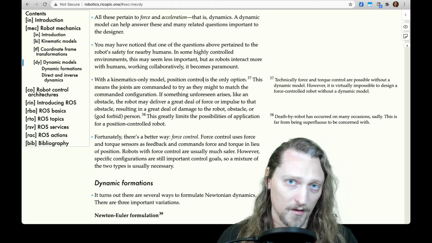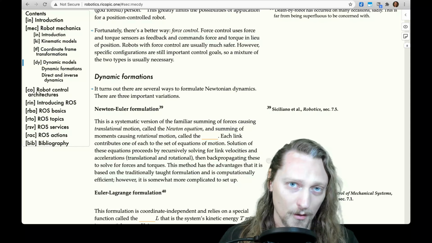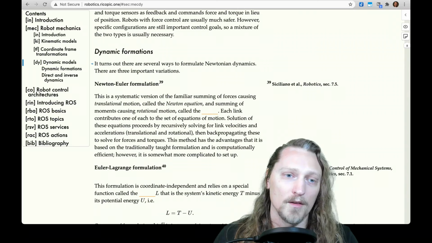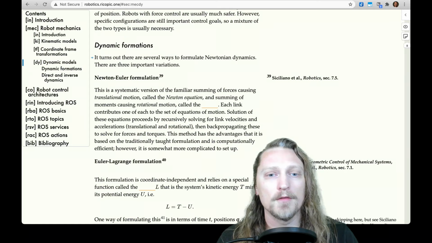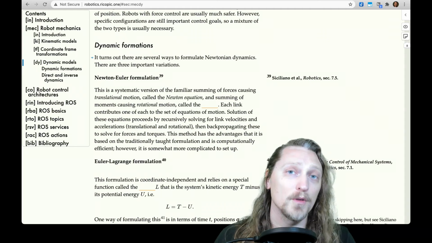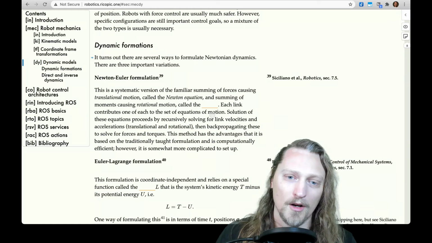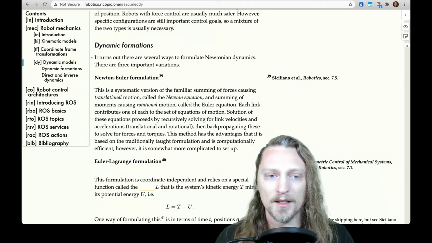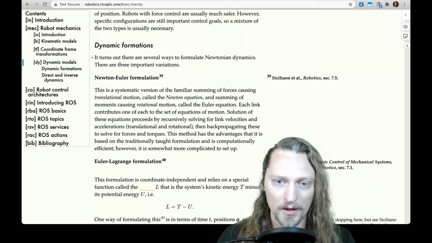Dynamic formulations. It turns out there are several ways to formulate Newtonian dynamics. There are three important variations. The Newton-Euler formulation. This is a systematic version of the familiar summing of forces causing translational motion, called the Newton equation, and summing of moments causing rotational motion, called the Euler equation. Each link contributes one of each, a Newton equation and an Euler equation, to the set of equations of motion.